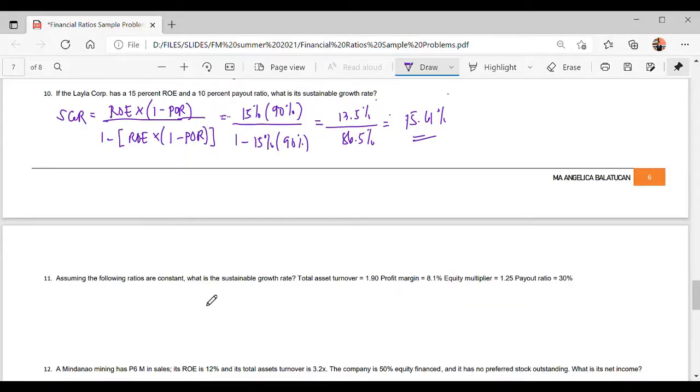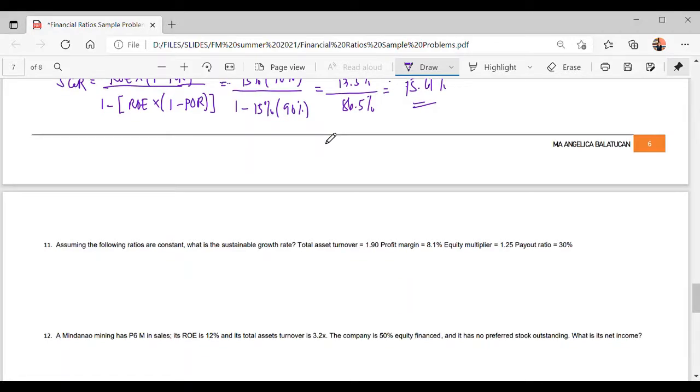Question number 11. Okay, what is your sustainable growth rate? So just fill in the formula. What would be your numerator here? Okay, so this is 24. Okay, this is correct. What is our ROE here? First, we need to get the ROE. So, profit margin, 8.1% times turnover 0.9 times 1.25. Our ROE, 0.081 times 0.9 times 1.25. This is 19.24%. Okay, so substitute that in the formula for the sustainable growth rate.